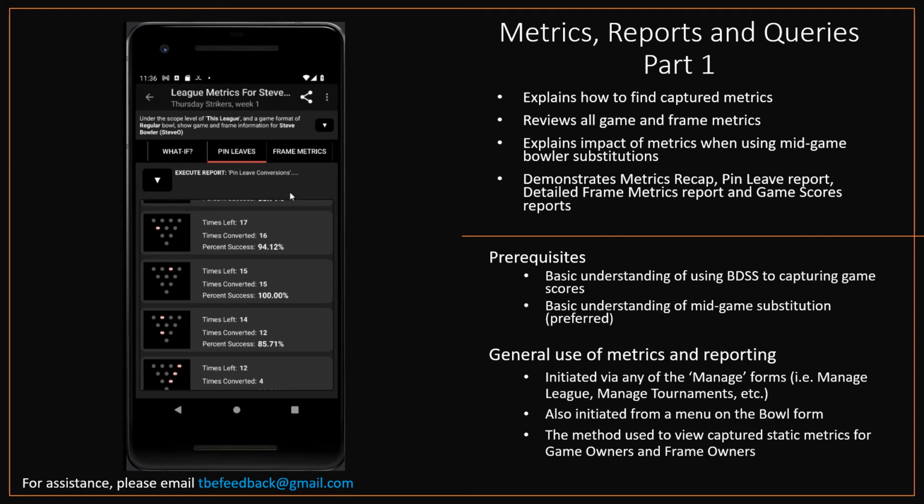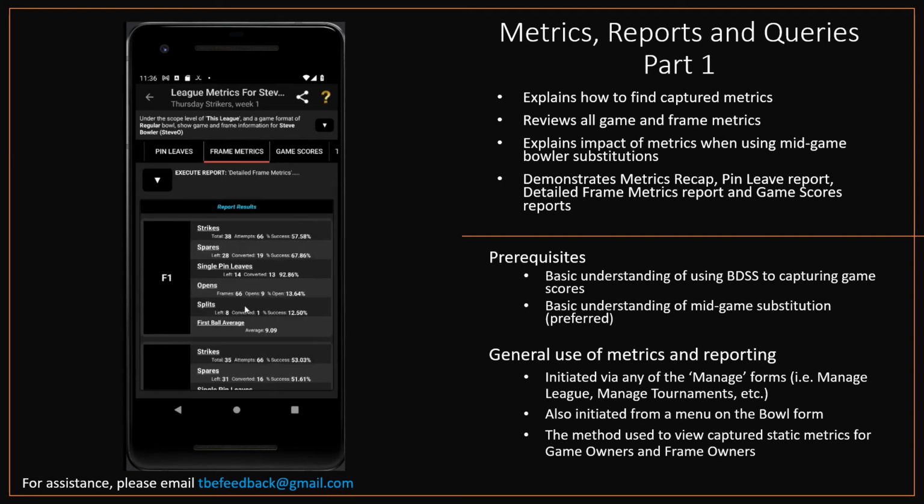Next, let's take a look at frame metrics. Frame metrics is a report that, given the selected scope and the given frame owner, will aggregate each frame and show a detailed roll-up about each frame bowled. Detailed metrics includes total strikes, spares, single pin leaves, open, splits, and first ball average, along with the percent success or failure. For example, under the scope of this league, you can see that for frame 1, Steve had 66 strike attempts and made 38 for a total of 57%.